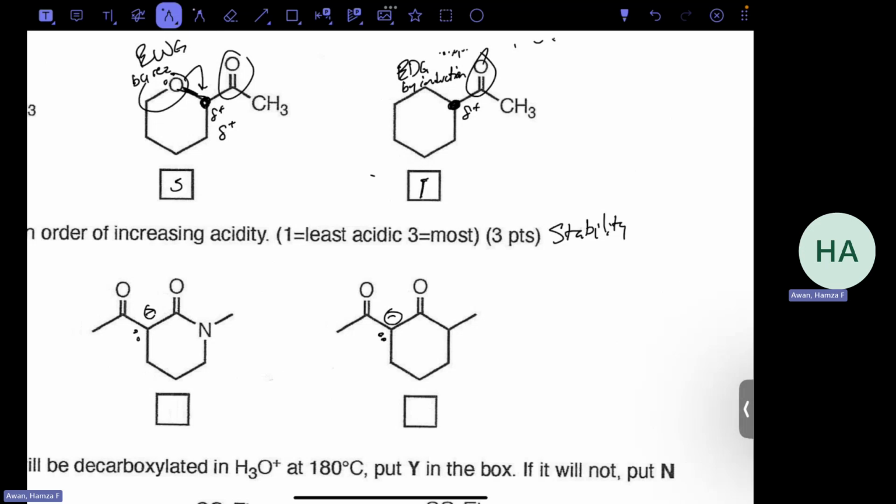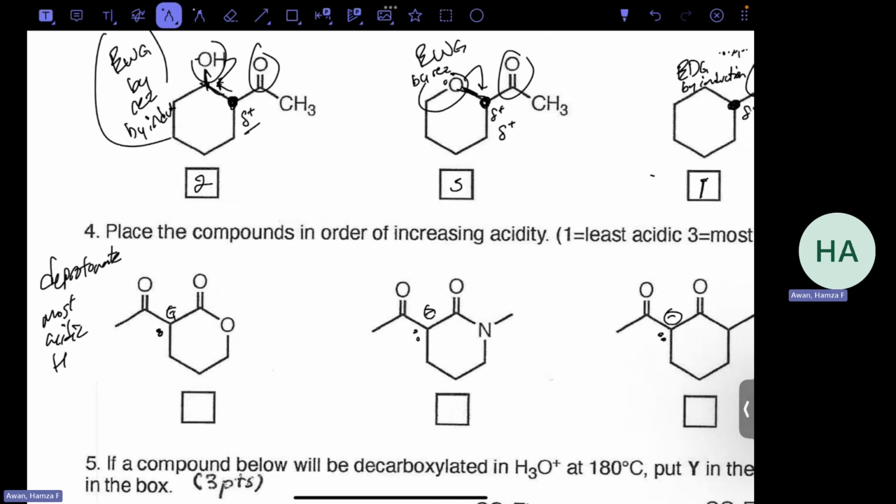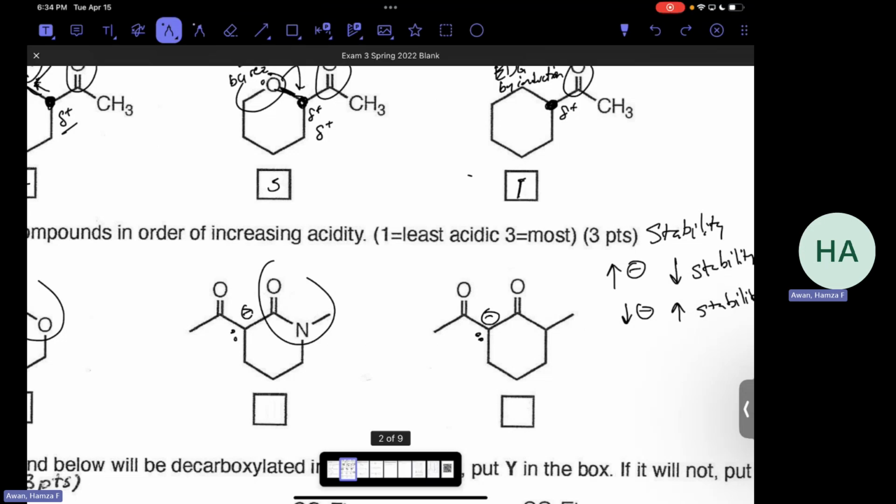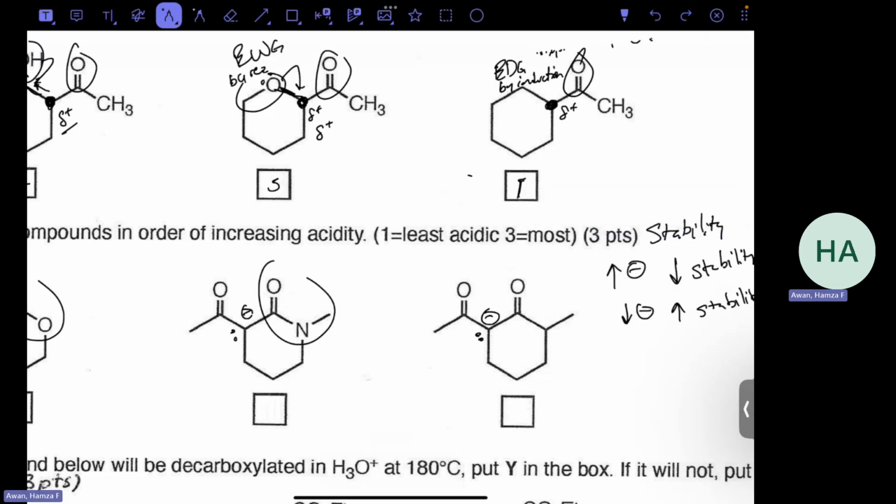So the greater negative charge is a lower stability, and the less negative charge is more stability, right? So let's look at these. Right now we have an ester, an amide, and we have the ketone. So connected to the ketone, we just have these carbons, right? And so these carbons are electron donating groups by induction.